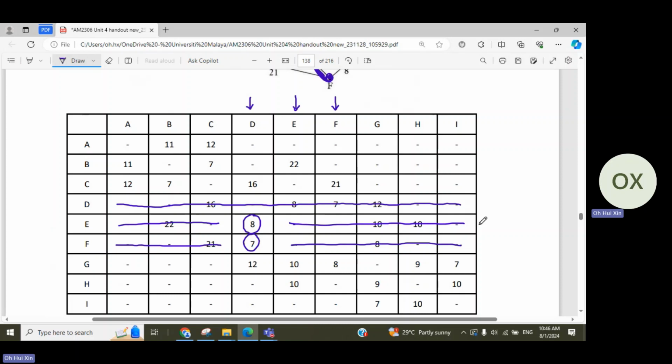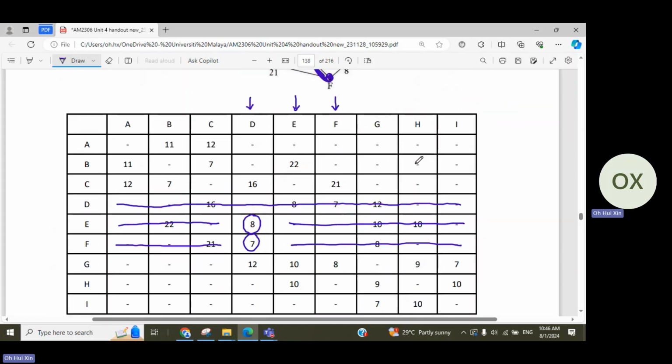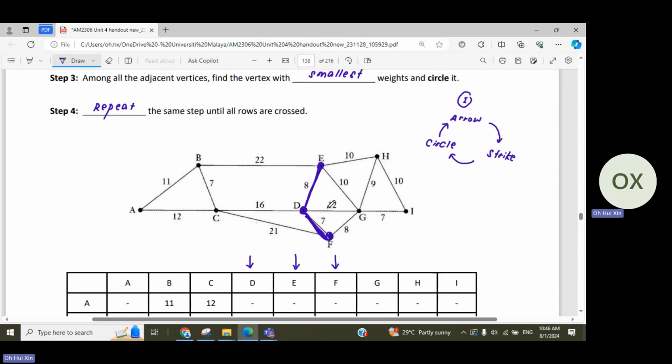So the next one is strike, then circle, right? Circle, which means that now there are 3 columns that I will need to look at: all the D, all the E, and all the F. So you realize that there's 1, 2, 3, 4, 5, 6, 7. So when you look at this, you will see 7 as well.